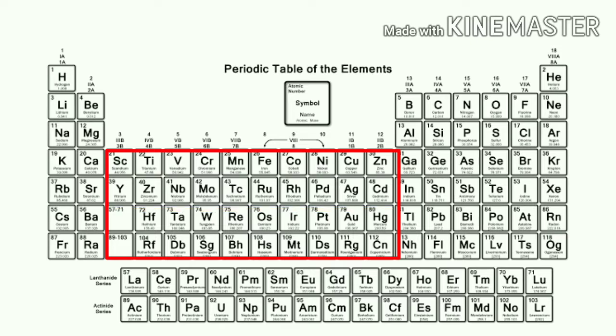This is said to be the second transition series. It consists of elements from yttrium to cadmium. This part is called the third transition series. It consists of elements from lanthanum, hafnium to mercury. This part is called the fourth transition series. It consists of elements from actinium. Next is rutherfordium to Cn.